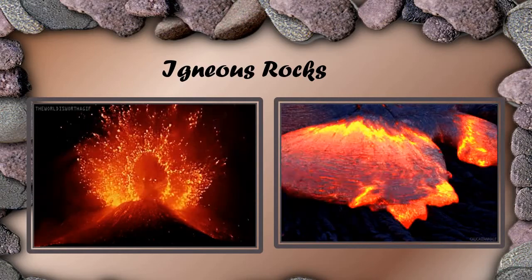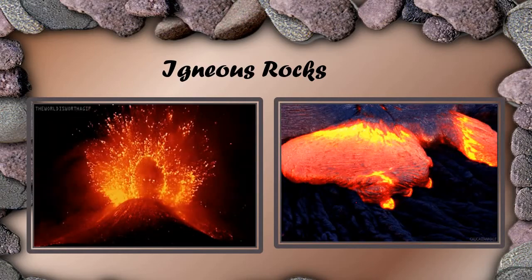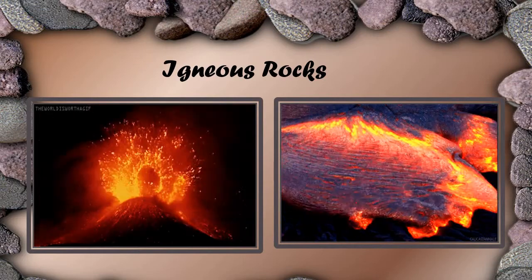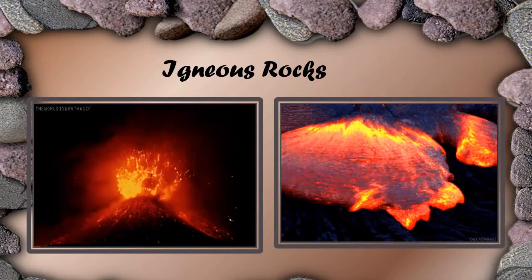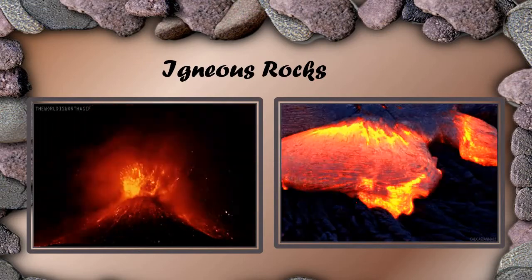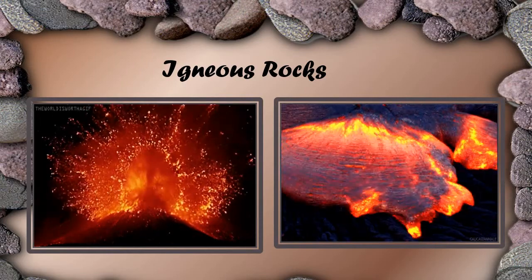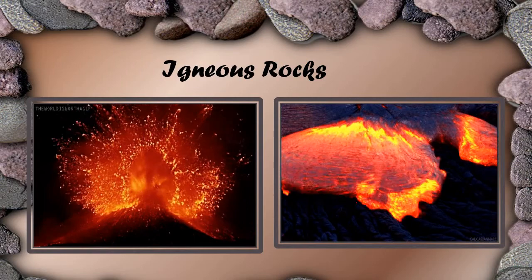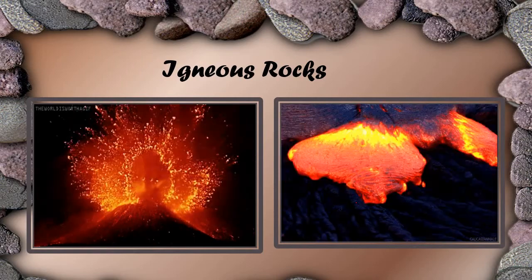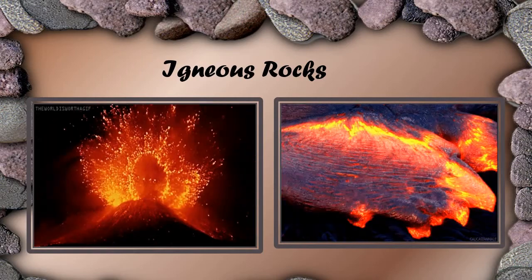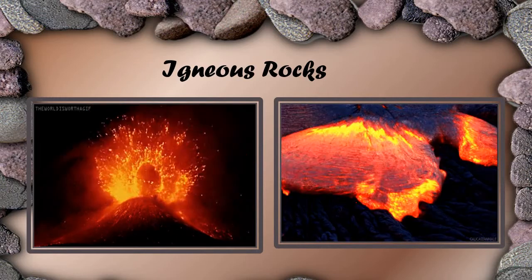And children, these igneous rocks are also known as primary rocks. They do not have fossils in them. Now children, later on I will also explain what fossils are. Now here we will see what are the examples of igneous rocks.